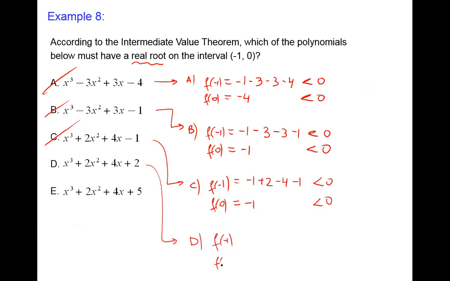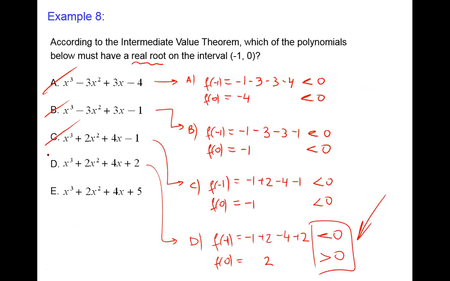F of -1, f of 0. F of 0 is +2. I don't have to write plus. Okay, hopefully -1 will give me a negative number. -1, +2, -4, +2. Do you think it's a negative number? It is. That means this is negative, this is positive. That's what I'm looking for.